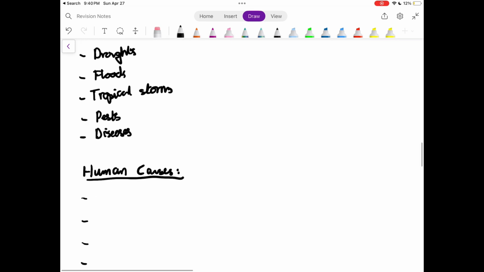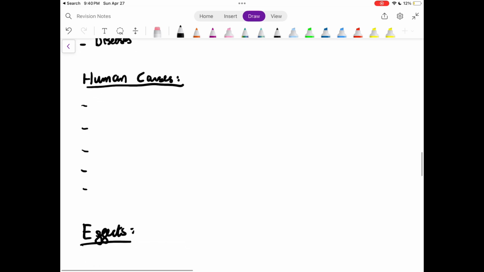So human causes of food shortages include low capital investment, which is when not enough money is put into the inputs for the farm. So this could be the labor, the machinery, or just the seeds that the crops are going to grow from. The next is poor transportation.